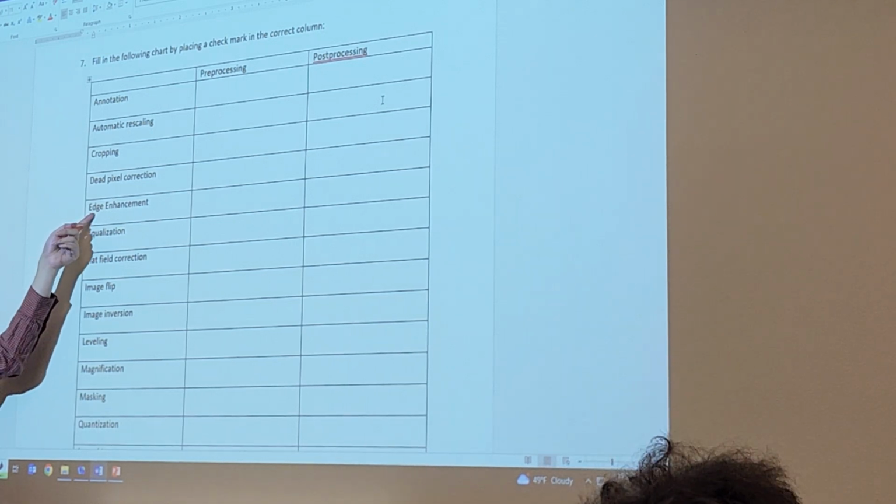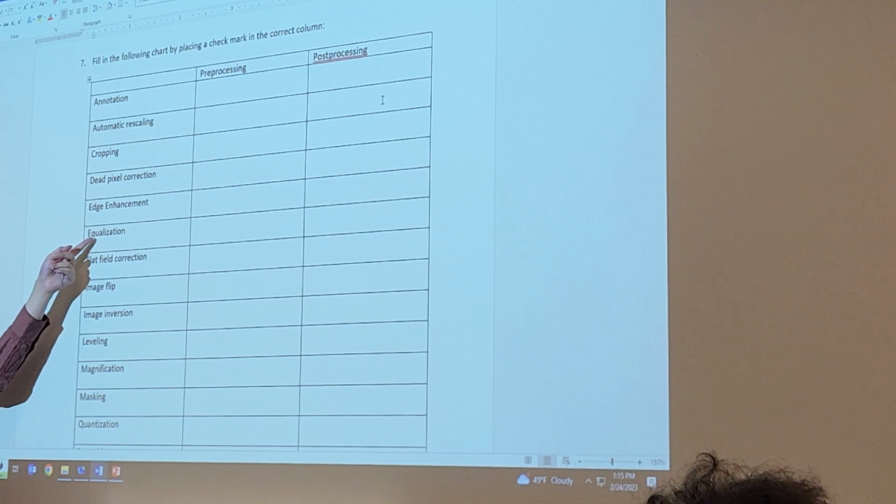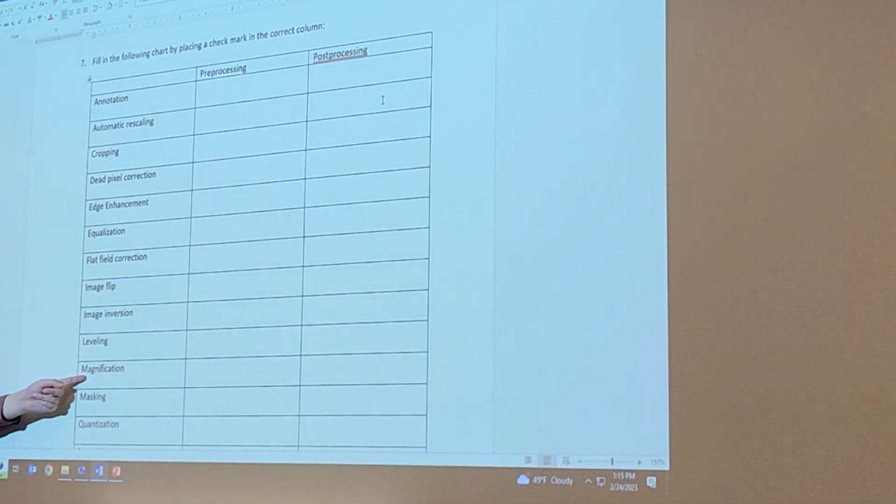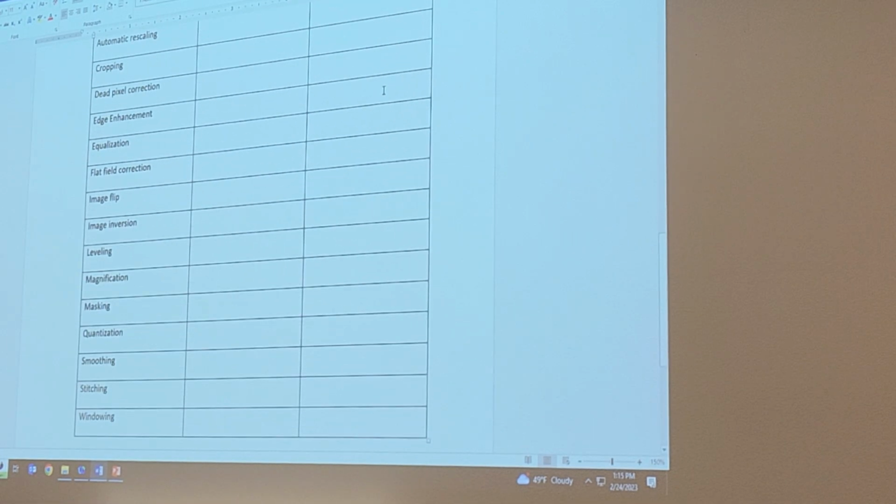And so, for the remaining ones, equalization, this one is post. Flat field correction, this one is pre. Image flip, post. Image inversion, post. Leveling, post. Magnification, post. Masking, post. Quantization, pre. Smoothing, post. Stitching, post. Windowing, post.